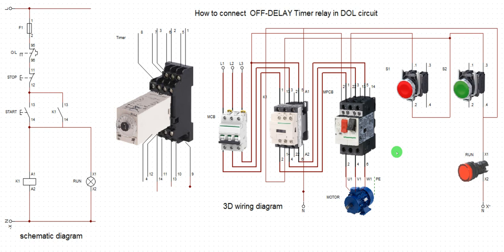Now, the subject of this discussion is how to connect the off delay timer. So this is the timer. This is the pictorial view of the timer. I also have the schematic symbol. This is the schematic. This is the coil, then this is the contact. This is the schematic for DOL, and this is the schematic wiring diagram for the DOL.